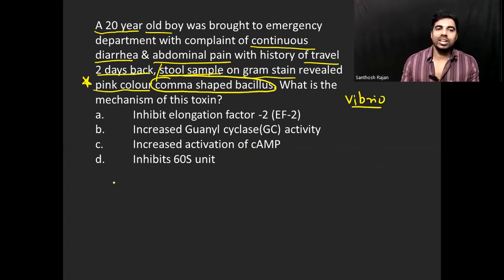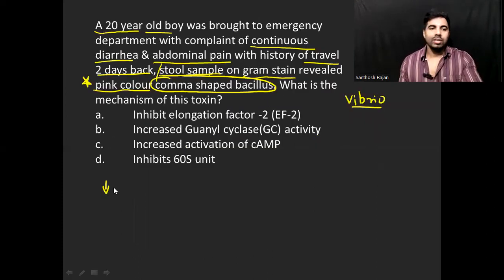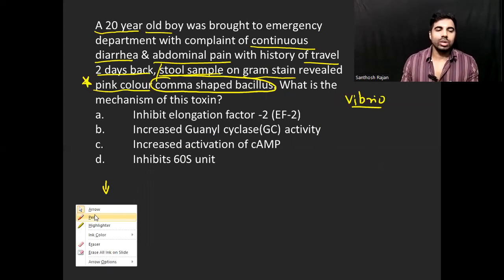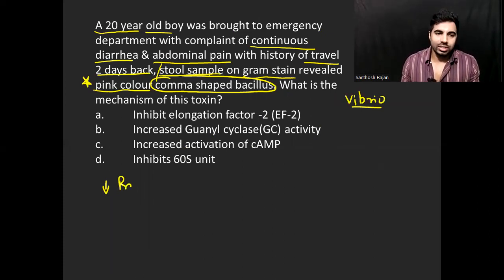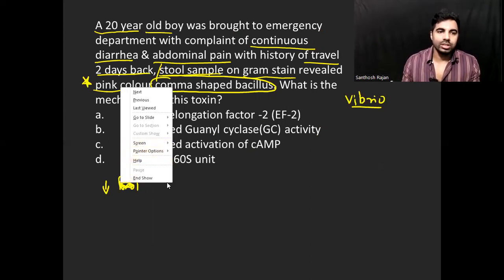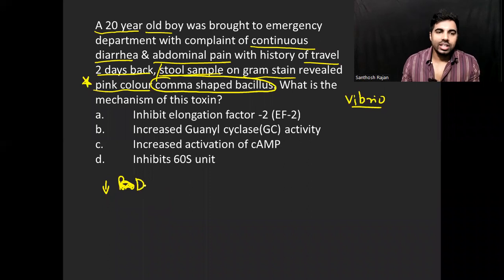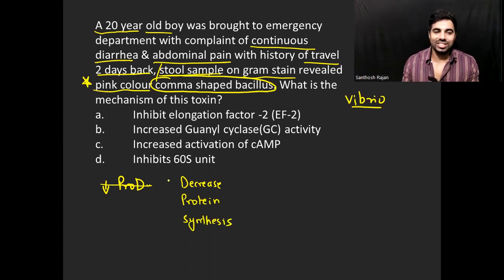There are different types of mechanisms when you talk about bacterial toxins. How do they work? One is by decreasing the protein synthesis. Let me write it like this: decrease protein synthesis. This is the first mechanism.